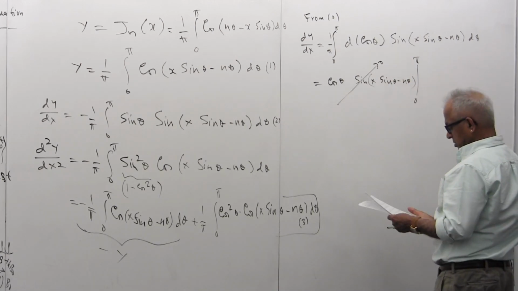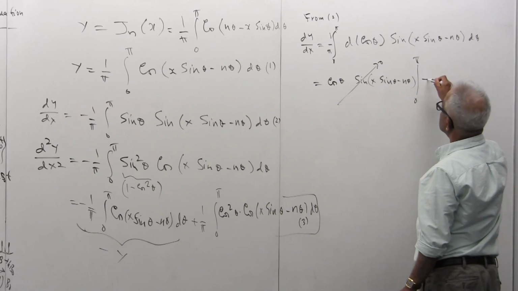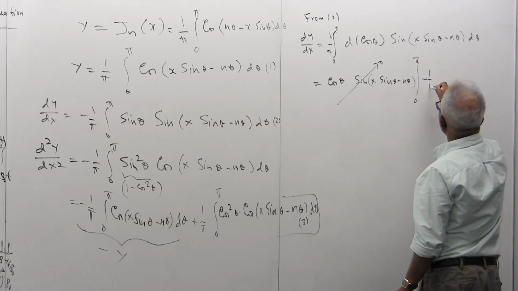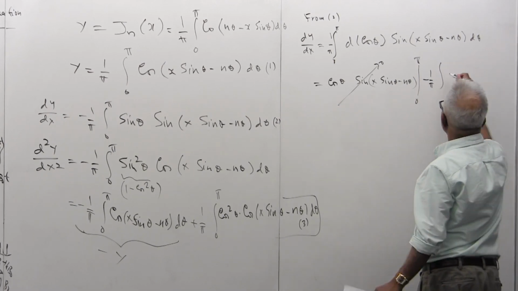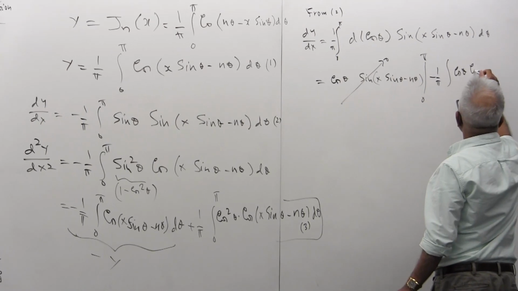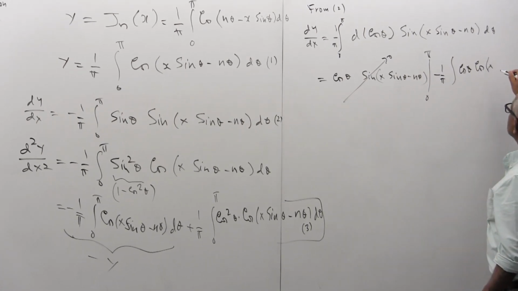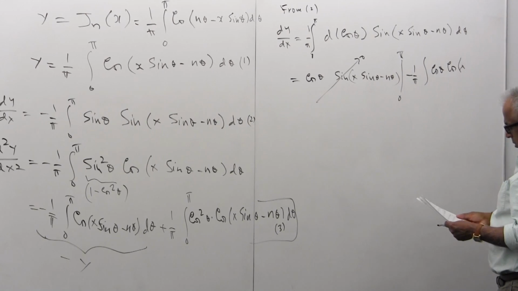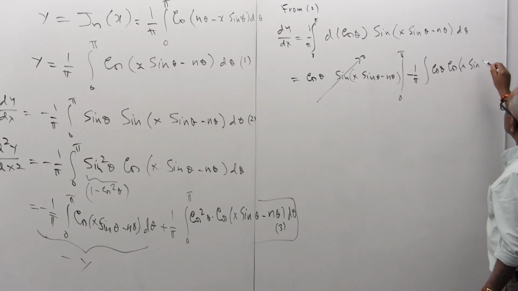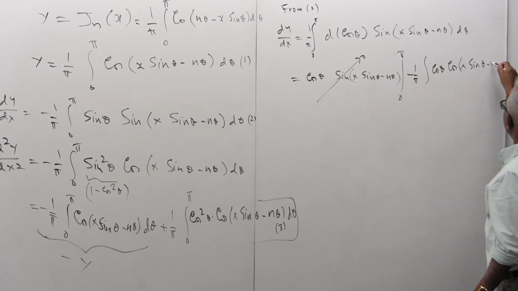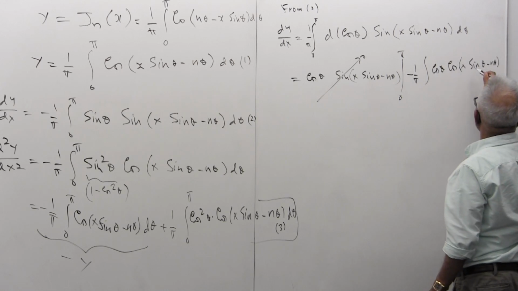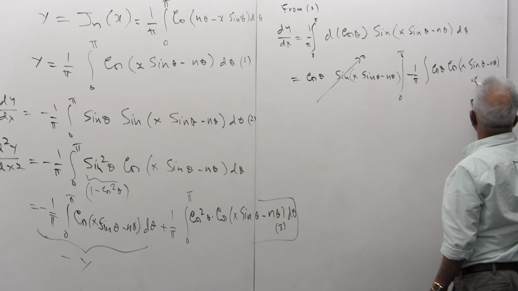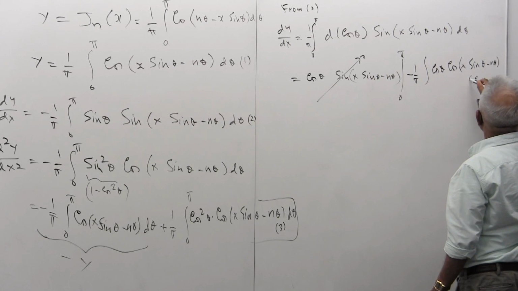And the next term is minus 1 over pi cos theta cos x sine theta minus n theta multiplied by the derivative of that quantity with respect to theta, so that will be x cos theta minus n.